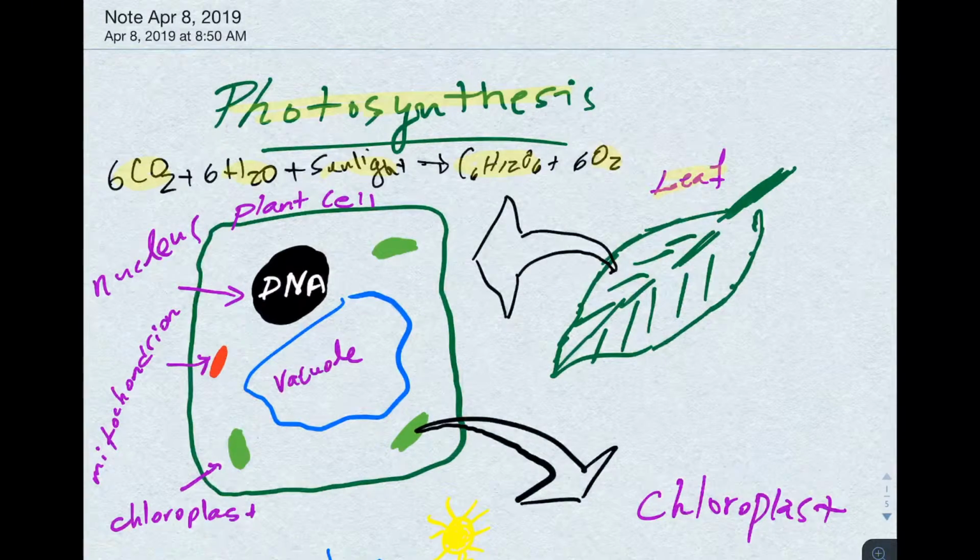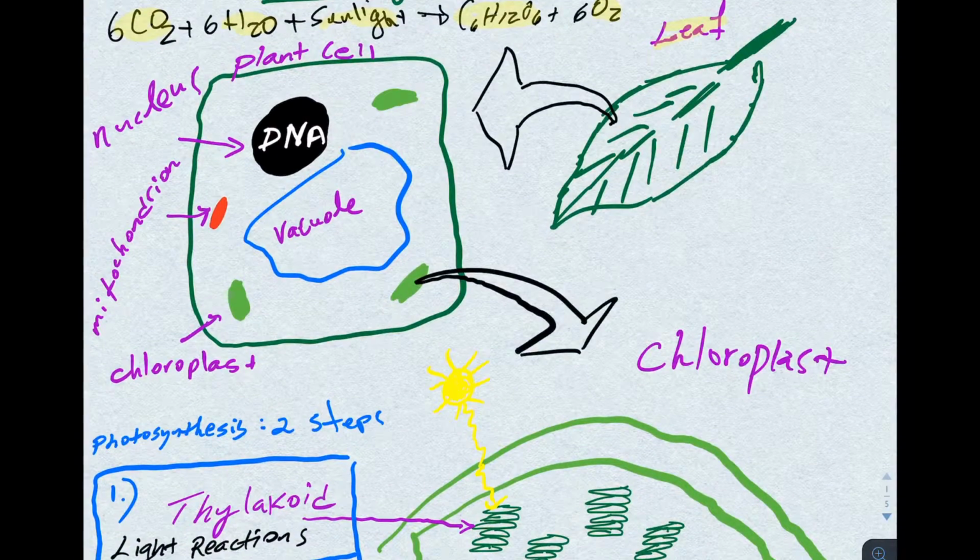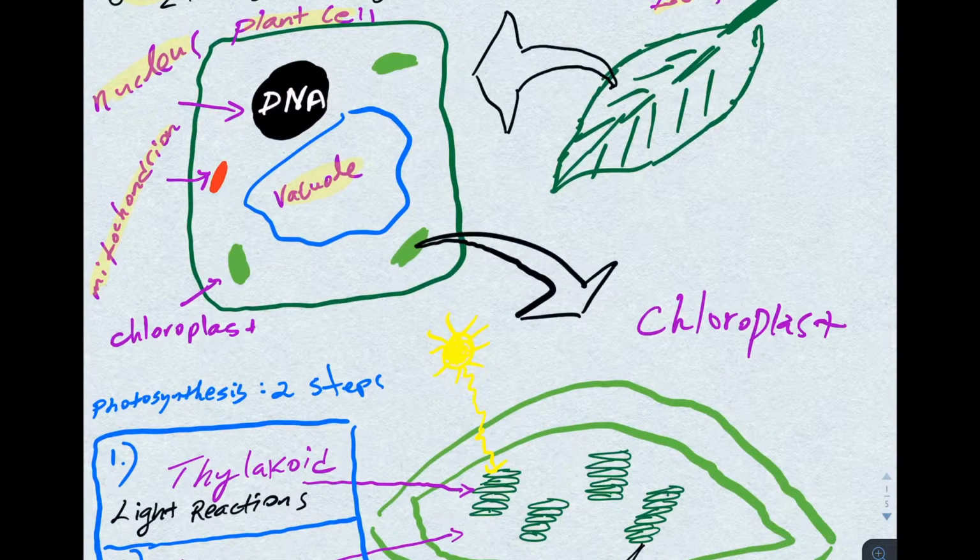If we look at a leaf, for example, we find that there are cells inside a leaf that can do this. And here we have a picture of a plant cell with a nucleus that has its DNA, mitochondria that can make ATP for the plant cell, a central vacuole that can store fluid for the plant cell, and chloroplasts, which can do photosynthesis.